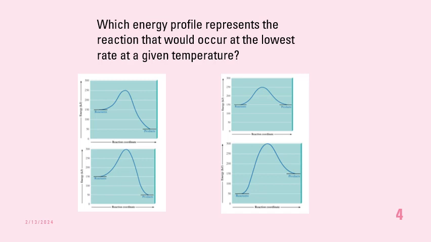The next question is, which energy profile represents the reaction that would occur at the lowest rate at a given temperature? Lowest rate means I have to look for the slow reaction. So a slow reaction will have a high peak. So I will just see the peak from the reactant to the highest energy level. Here 1, 2, 3 lines, and here 1, 2, 3, 4, and here from the reactant 1, 2, 3, 4, 5, 6. So this is the highest peak, so this is going to be the slowest. So this is the one we have to mark, because it occurs at the lowest rate.